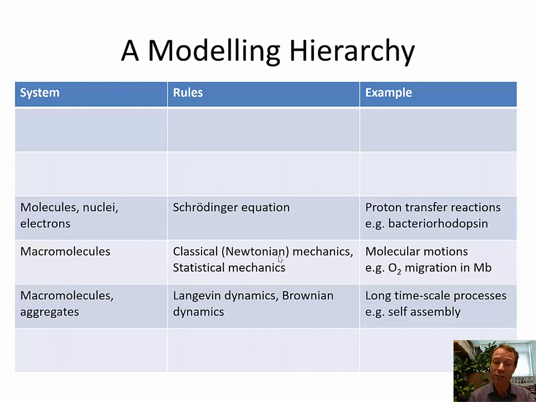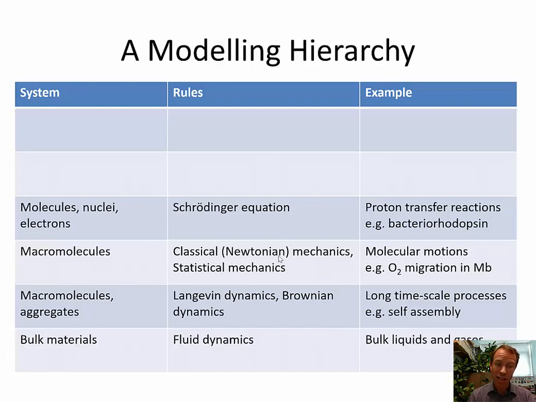So we could use so-called Langevin dynamics or Brownian dynamics. So that's the dynamics which describe Brownian motion. An example of this might be long timescale processes, so self-assembly processes which might take place on the sort of seconds, minutes timescale. These are out of reach of classical mechanics.